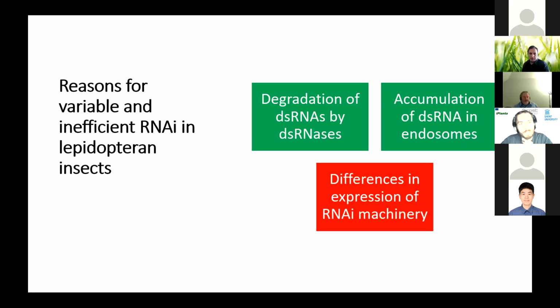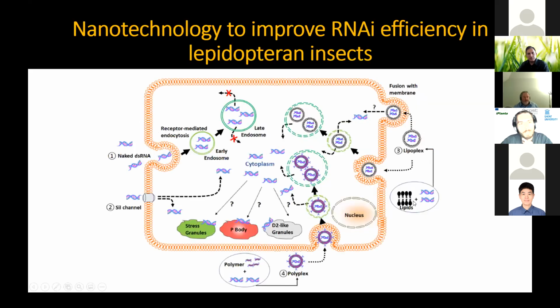But yet the RNAi is inefficient if we use naked dsRNA. That may not be due to a difference in the expression of RNAi machinery. It may be due to these two, degradation and accumulation, and getting enough of these molecules into the cytoplasm of the animal cells. There are various ways double-stranded RNA can enter the cell.